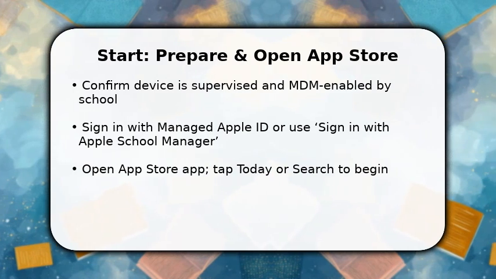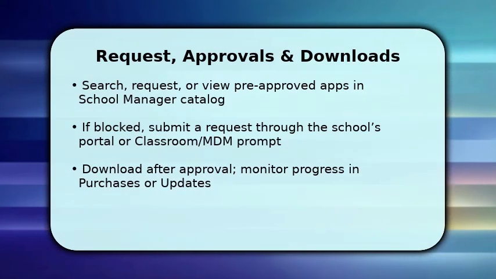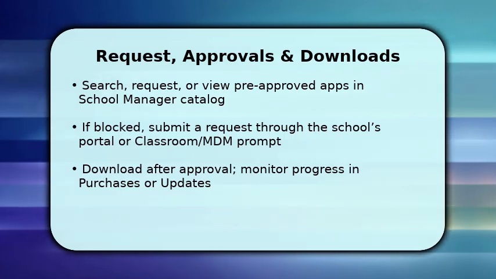Next, search for the app you need and check whether it's available in the school's catalog. If the install is blocked, submit an install request through the school's app request flow or follow the MDM prompt. Explain purpose and class use so admins approve faster.